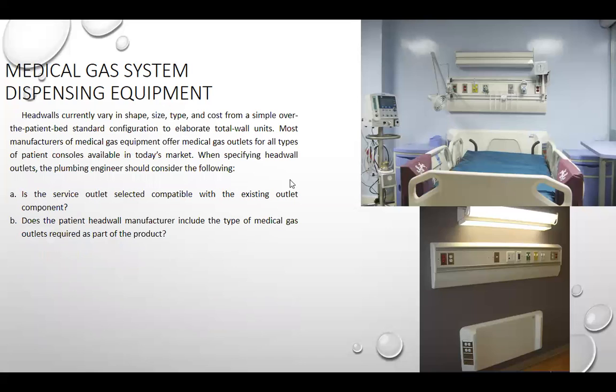So, head walls currently vary in shape, size, type, and cost from the simple over-the-patient-bed standard configuration to elaborate total wall outlet units. Most manufacturers of medical gas equipment offer medical gas outlets for all types of patient consumption available in today's market. When specifying head wall outlets, the plumbing engineer should consider the following. A. Is the service outlet selected compatible with the existing outlet components? B. Does the patient head wall manufacturer include the type of medical gas outlet required as part of the product?